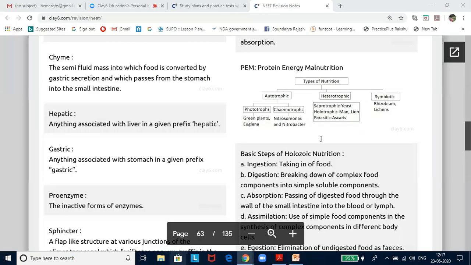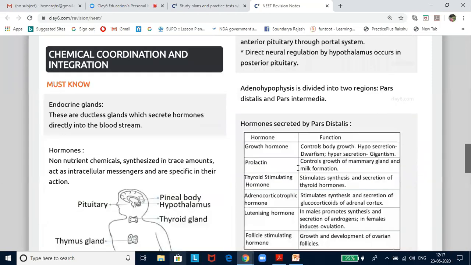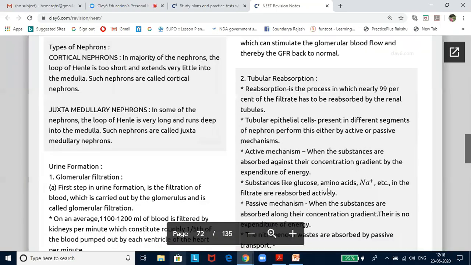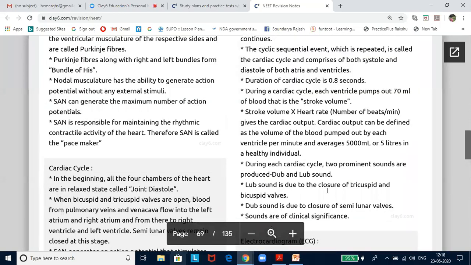Now let us look into the motility of the human gut. Now, if you look at the motility of the human gut, motility means how the food really moves in the gut. That is what is meant by motility of the human gut. And this is the crux of the lesson.